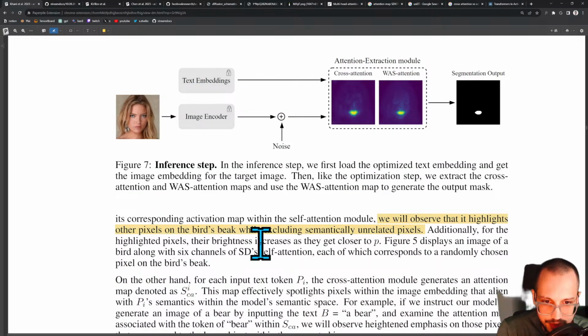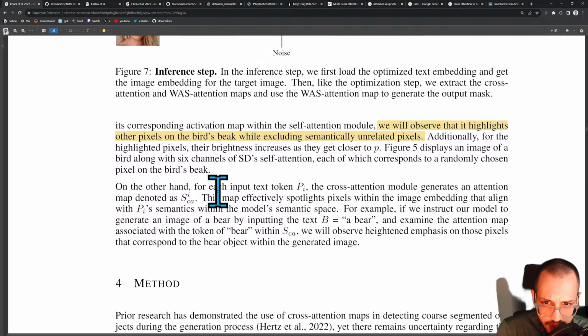Additionally, for the highlighted pixels, the brightness increases. Figure 5 displays an image of a bird along with 6 channels, each of which corresponds to a randomly chosen pixel. On the other hand, for each input text token P_i, the cross-attention module generates an attention map denoted as S_i^CA. This map effectively spotlights pixels within the image embedding that align with P_i's semantics within the model's semantic space.